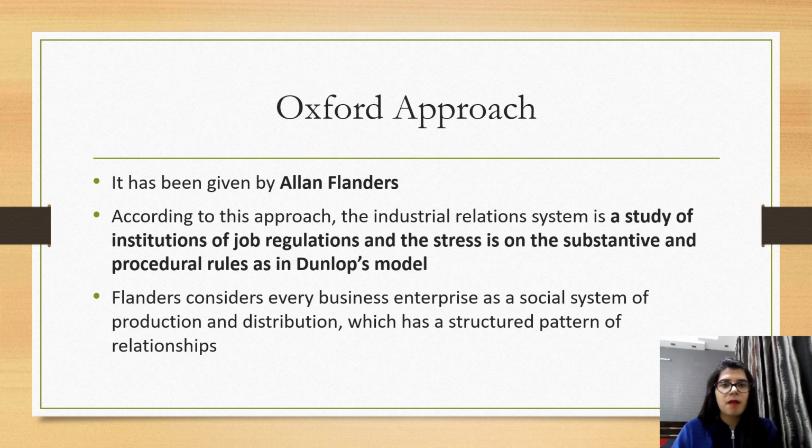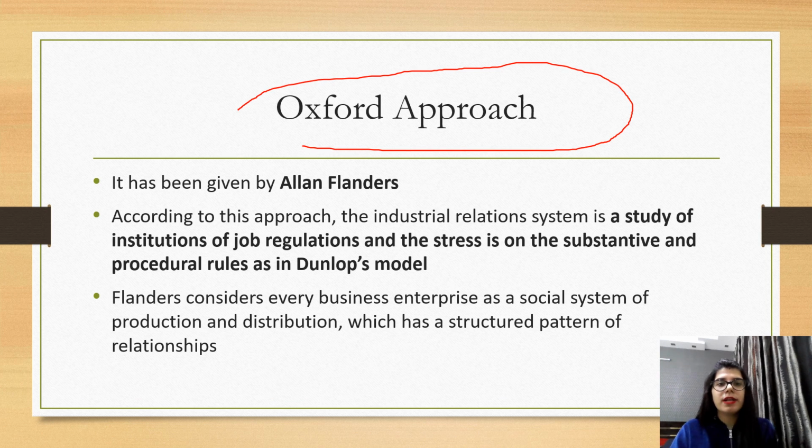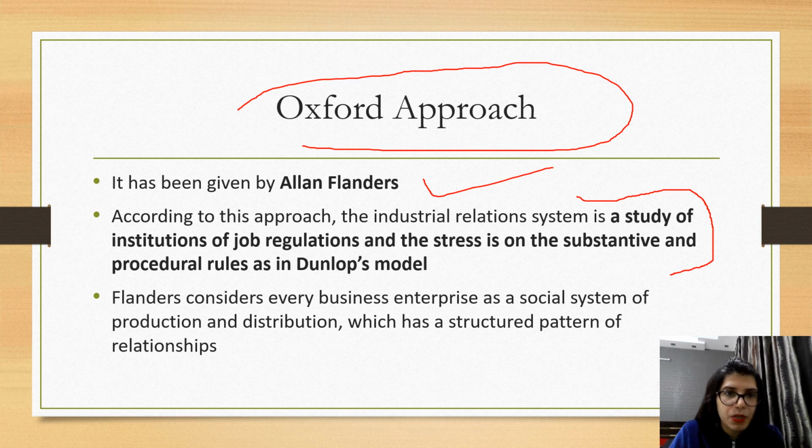So next comes the Oxford approach. So it has been given by Alan Flanders. You need to remember this because this approach is not often discussed, okay, but you should know that it has been given by Alan Flanders. So according to this approach, the industrial relations system is a study of institutions of job regulations. So the key word in this approach is institutions of job regulations. So what do we study? The institutes or the institutions which regulate the job, okay.